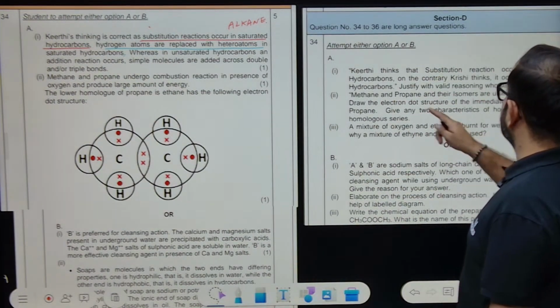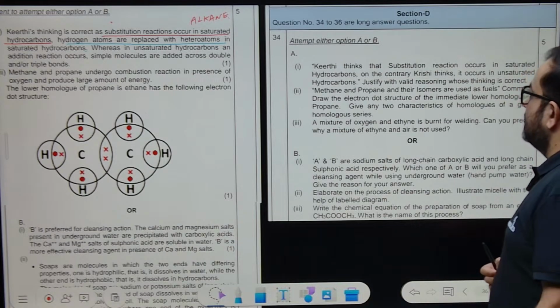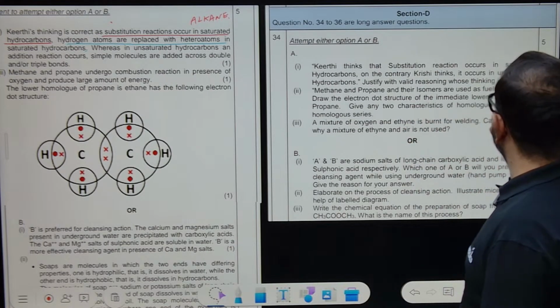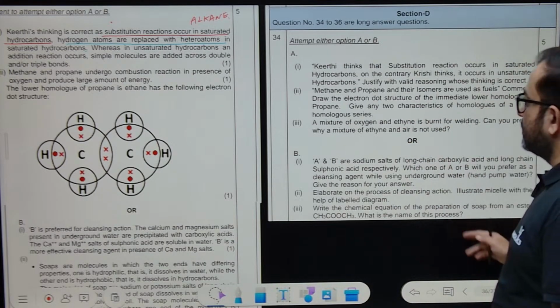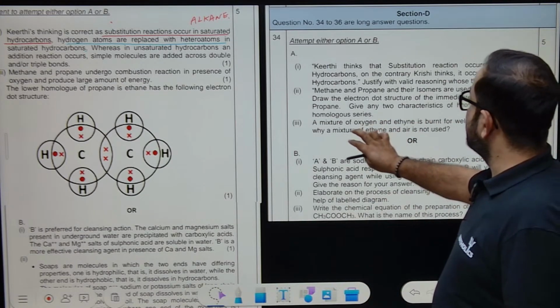Next part. Methane and propane and their isomers are used as fuels. Comment. Draw the electron dot structure of the immediate lower homologue of propane. Lower homologue of propane we'll see. Give any two characteristics of homologues of a given homologous series.